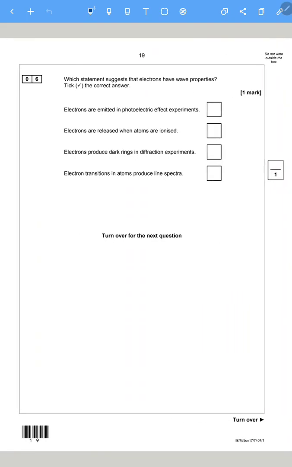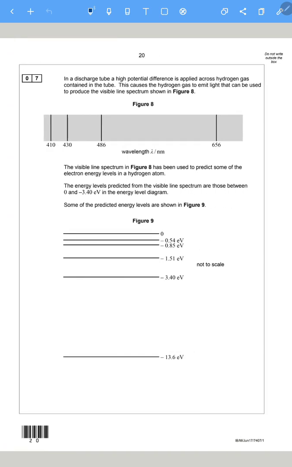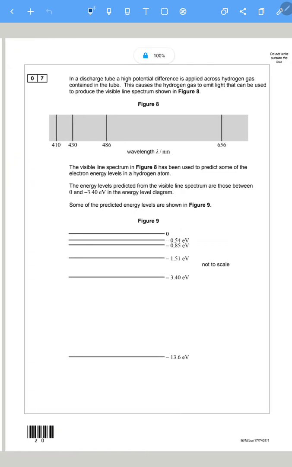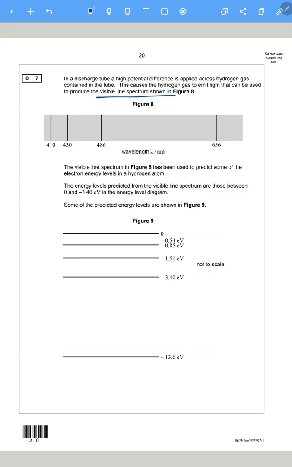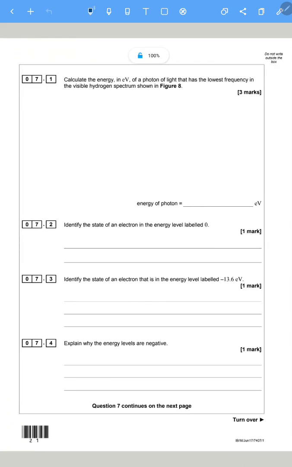Oh, multiple choice. Which statement suggests that electrons have wave properties? In discharge tubes, a high potential difference is applied to hydrogen gas contained in a tube. This causes the hydrogen gas to emit light that can be used to produce the visible light spectrum shown. The visible light spectrum has been used to predict some of the electron energy levels in a hydrogen atom. Some predicted are shown here. Calculate the energy in electron volts of the photon of light that has the lowest frequency.